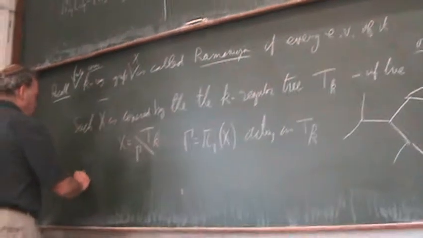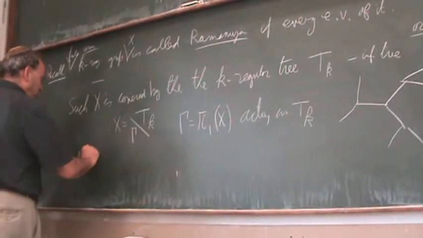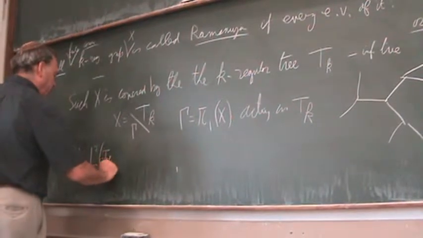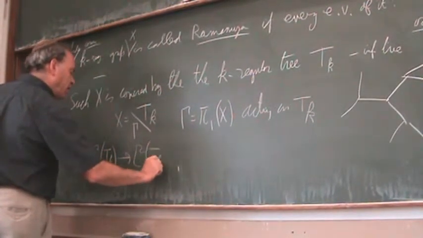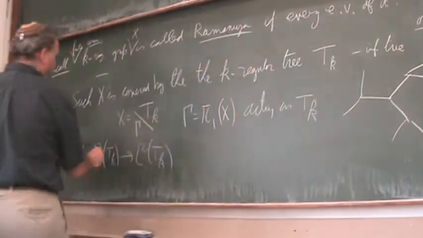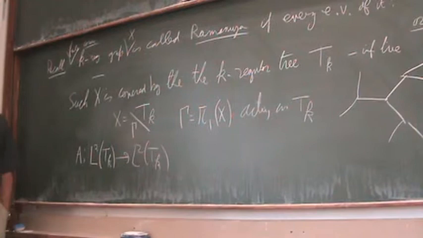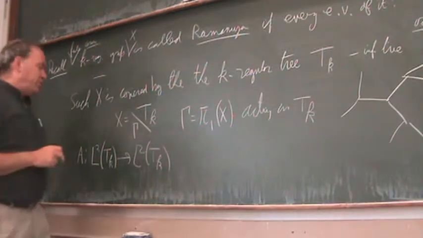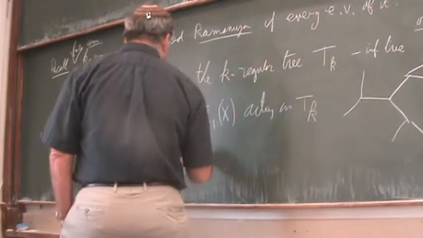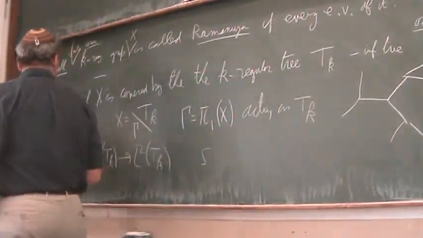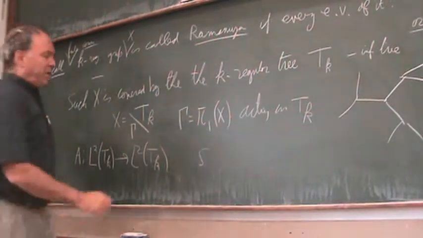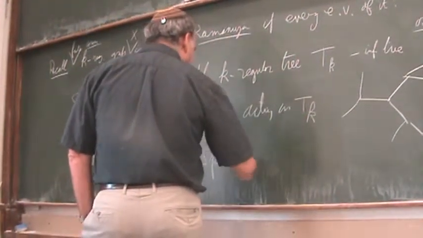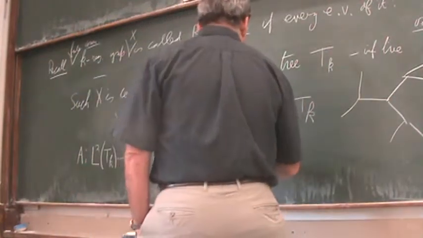But here's the point. Look at the operator A from L2 of TK to L2 of TK, which is defined by... L2 of TK means functions L2 on the vertices. So these are complex functions such that the sum over the vertices of the squares is finite. Right? So this is an operator from a Hilbert space to itself, and I can talk about its spectrum.